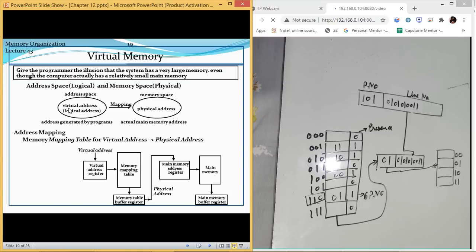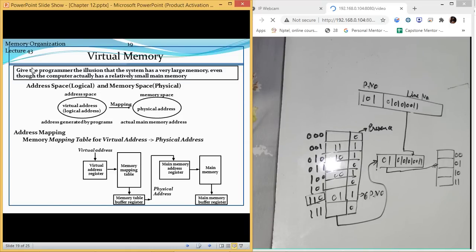Okay. Then this is a virtual address generated by your programs. Then we have the physical address. This is known as address space, this is known as virtual address or logical address. Inside the memory we use it as memory space, and we also call it the physical address. On the virtual side we will call it the virtual address, and here we are using address space, and here we call it memory space.